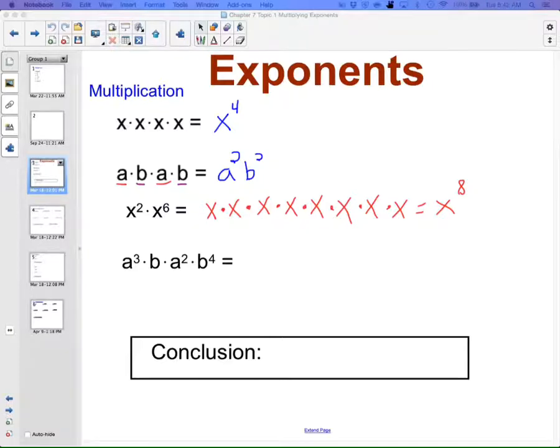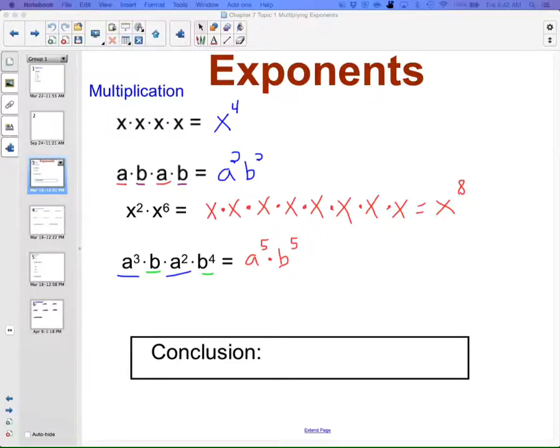Okay, and then the last one. See if we can make sense of this. There'll be 3 of the a's, 2 more a's, 1 b, and 4 more b's. So I'm looking at an answer of a to the 5th times b to the 5th.